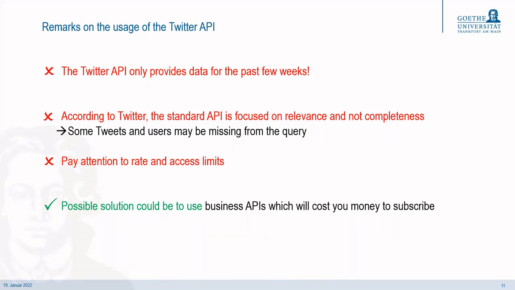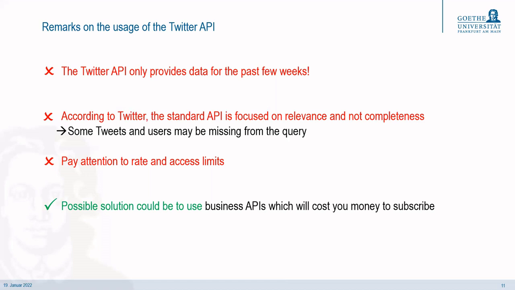Furthermore, which is in my opinion a larger problem, according to Twitter the standard API is focused on relevance and not on completeness. So basically, this means that some tweets and users may be missing from the query.